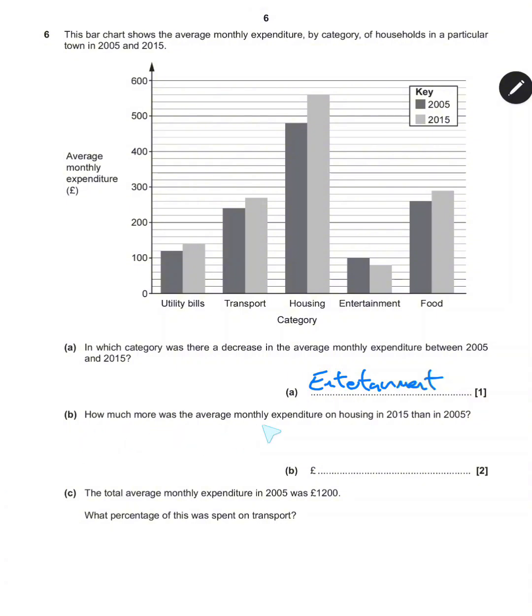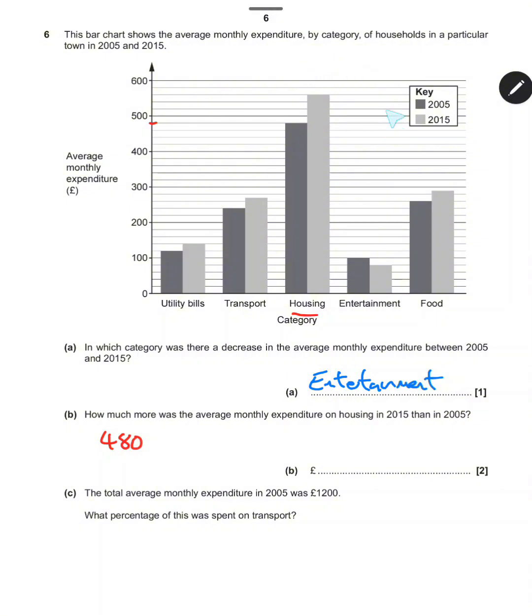Part B, how much more was the average monthly expenditure on housing in 2015 than in 2005? So we're looking for housing, which is here. We need the 2015 and 2005 figures. So let's look at 2005 first. We need that one. Now be careful, it's not going up in tens, 10, 20, 30, 40, 50. It might be 20s, 420, 40, 60, 80, yeah, 500. So that there is £480.